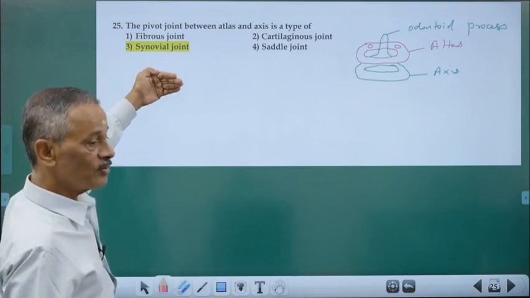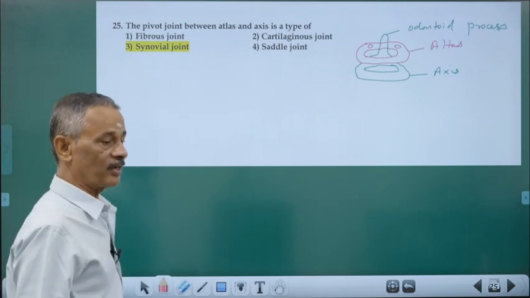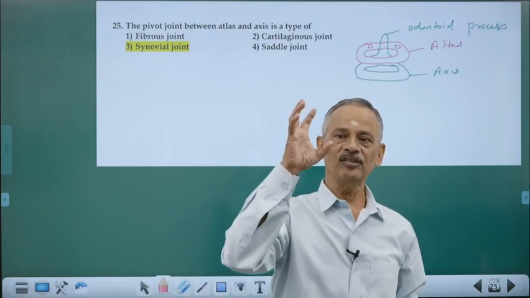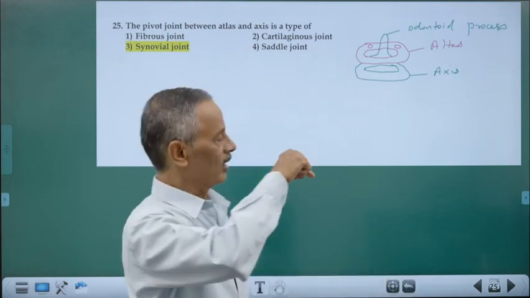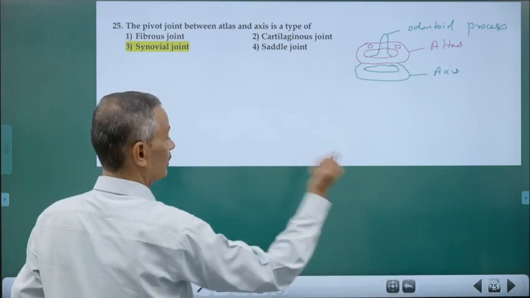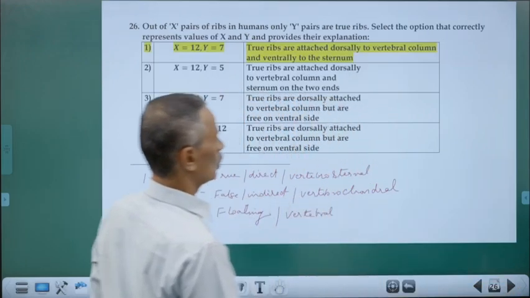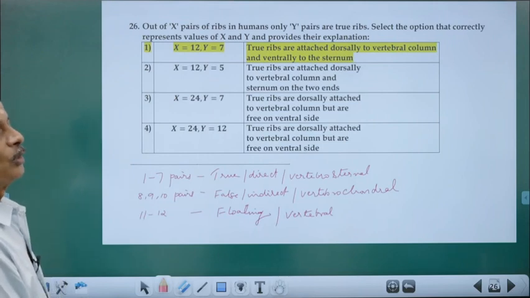These are all synovial joints. Synovial joints are freely movable joints. They may be of different categories: ball and socket joints, saddle joints, pivot joints, and hinge joints. All of them belong to this type of synovial joint, where there is a synovial fluid between the two bones.